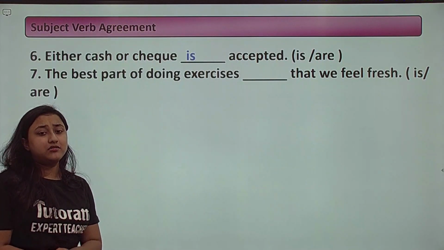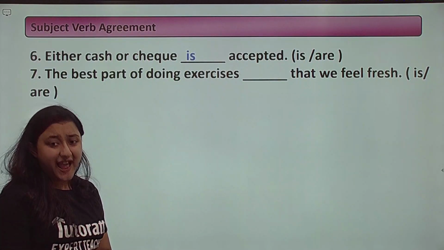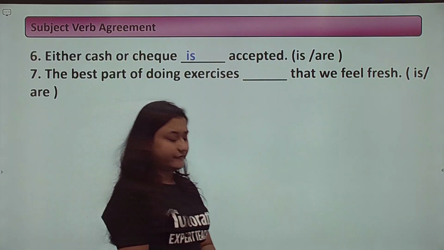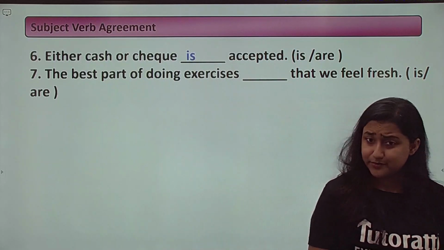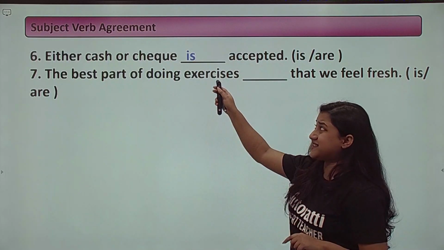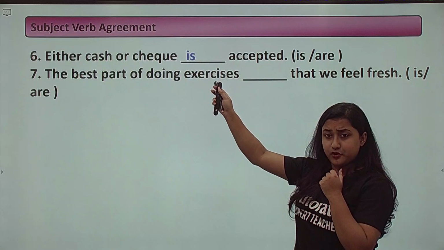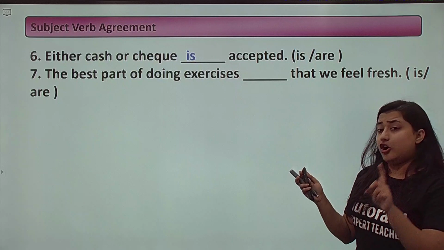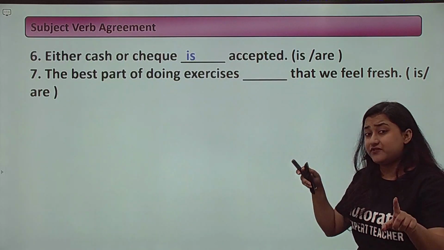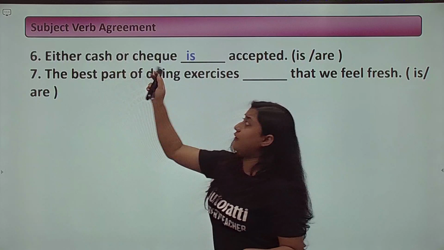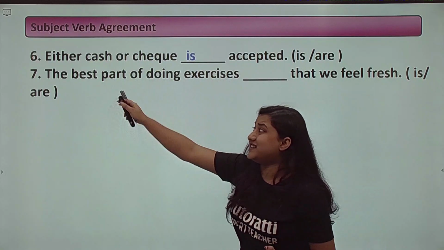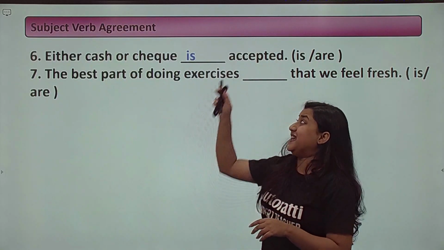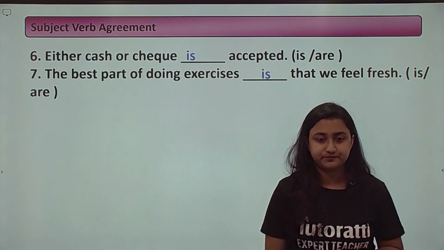The best part of doing exercises dash that we feel fresh. Is that we feel fresh or are that we feel fresh? Now please remember, here we are not talking about exercises. Exercises is plural, so exercises are that we feel fresh will not work. We are not talking about exercises. The subject of the sentence is the best part of doing exercises. The best part. Now the best part is only one part, right? The best part is that we feel fresh.